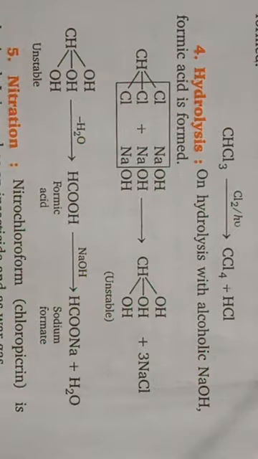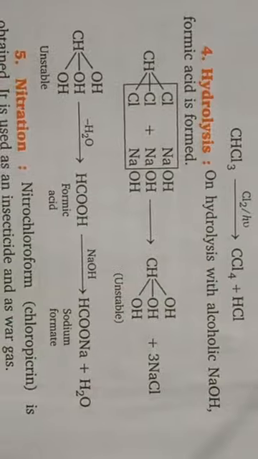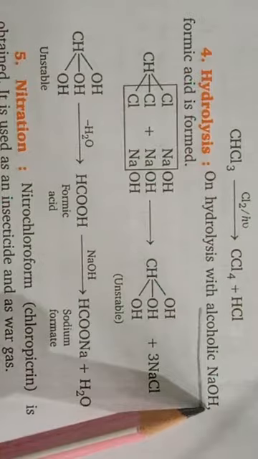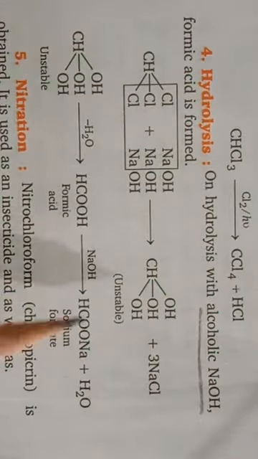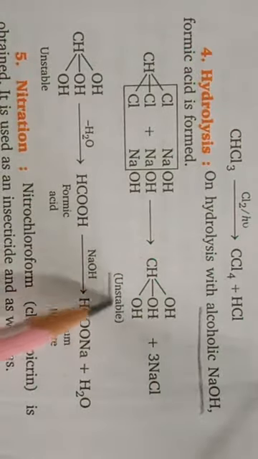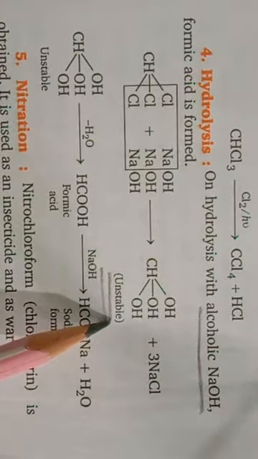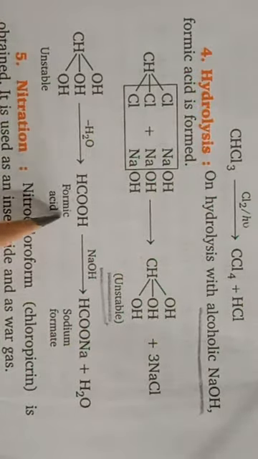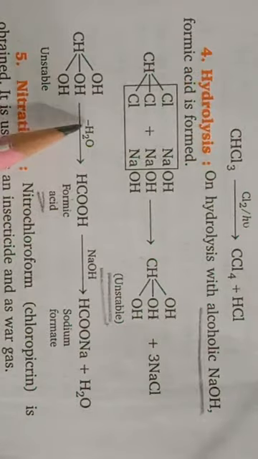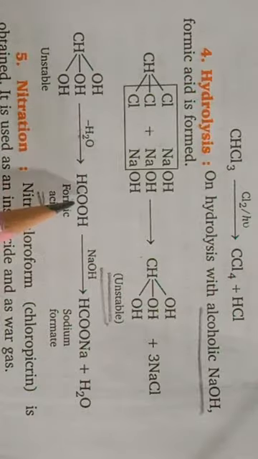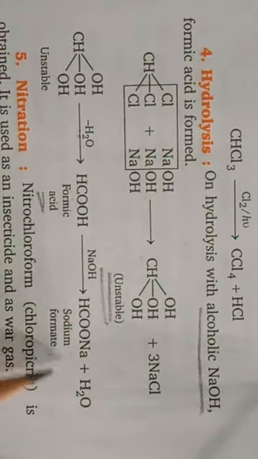The next is hydrolysis of chloroform. So when chloroform reacts with alcoholic NaOH, it first forms trihydroxymethane, which is an unstable compound. This trihydroxymethane gets converted to formic acid after removing one molecule of water, and finally sodium formate is formed as a product.